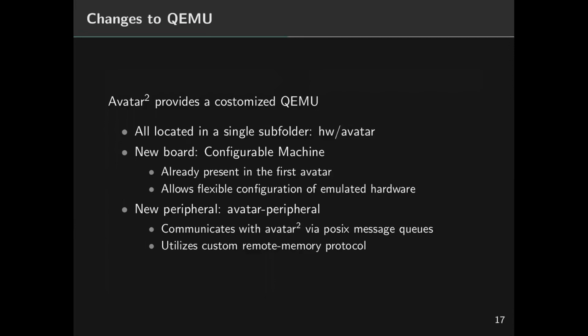Additionally, we added a new peripheral, the avatar peripheral, which communicates with Avatar 2 via POSIX message queues and basically allows the remote memory from inside QEMU. So the idea is that if there is a peripheral with memory mapped I/O, which you can't emulate, you will use the avatar peripheral, which will then forward all memory reads and writes to the Avatar 2 framework, which will then dispatch it, for instance, to the physical device.